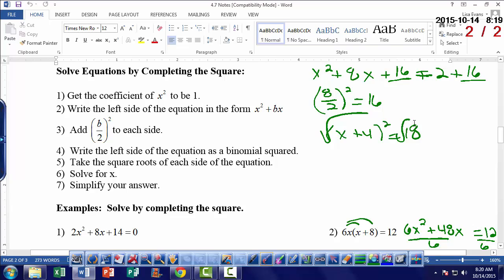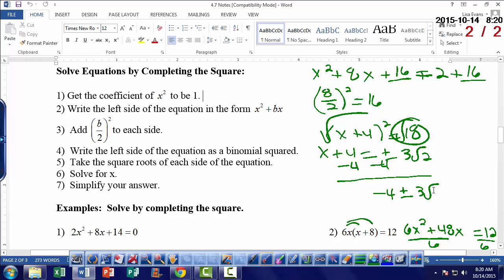Square root both sides. We get x plus 4 on the left equals plus or minus 3 root 2 on the right. I knew that the reduced square root of 18 is 3 root 2. Now I subtract 4. These are not like terms, so you have to leave your answer as negative 4 plus or minus 3 root 2. This is my final answer.